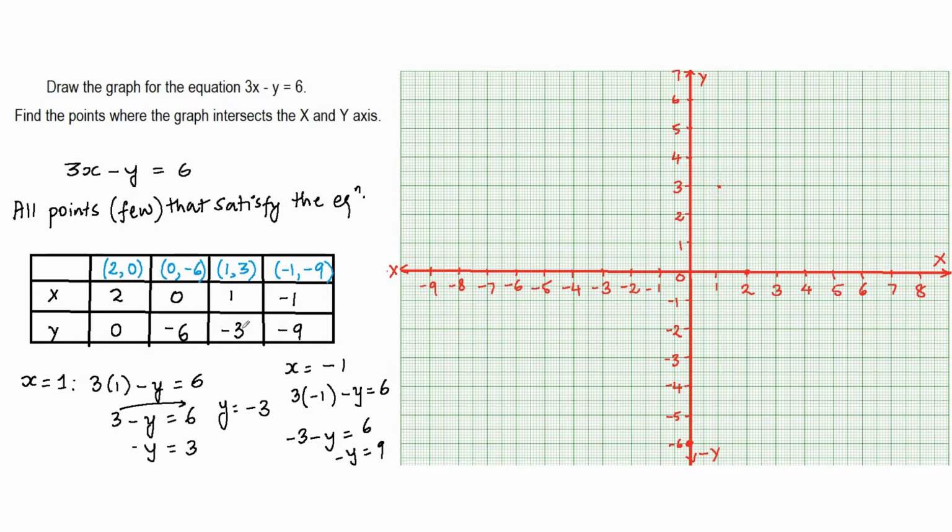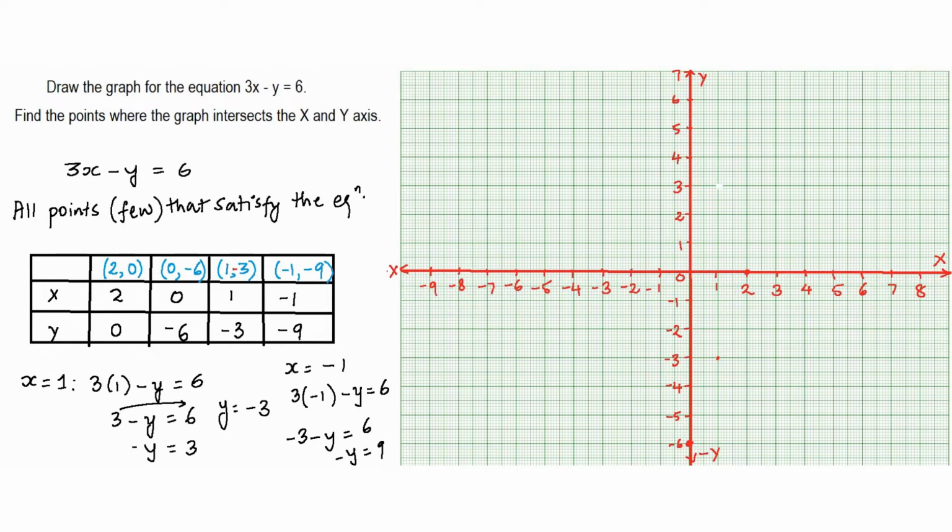Sorry, it's 1, minus 3. If you notice, the y coordinate is minus 3. So this is the incorrect point that we are trying to plot. We want 1, minus 3. So 1 comma minus 3 is somewhere over here, and minus 1 comma minus 9 is going to go out of the graph paper. We don't have y equal to minus 9, and hence let us discard the fourth point, or rather let's keep it, but let's try to find one more point for x and y.